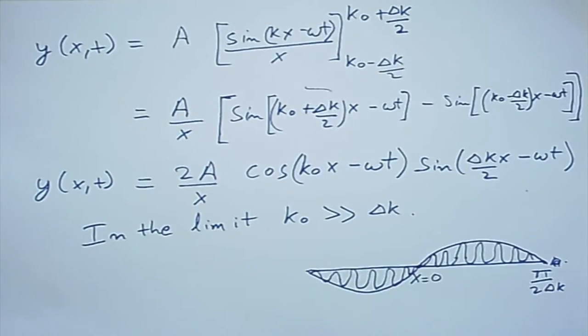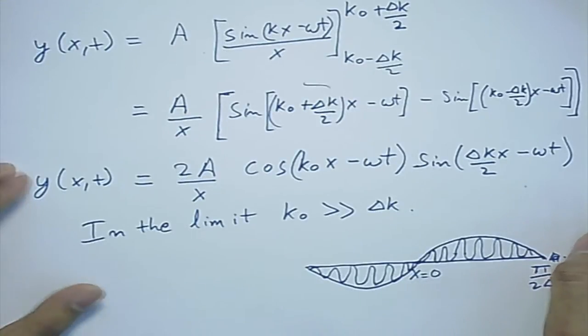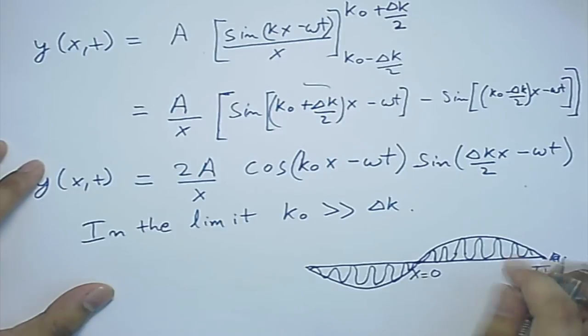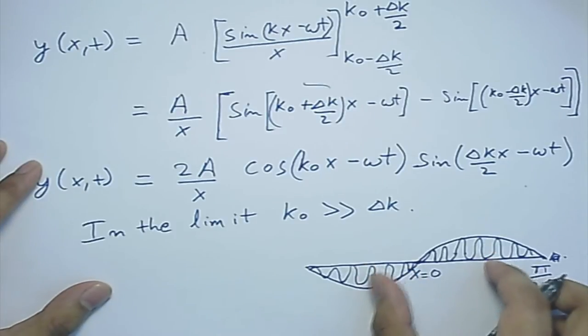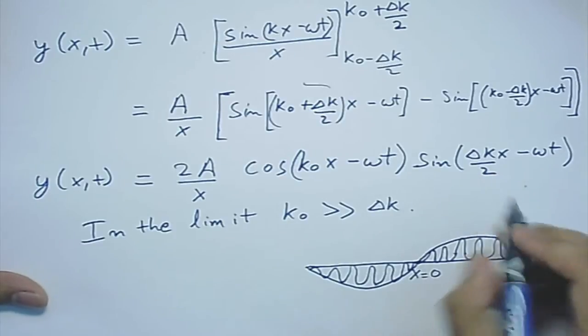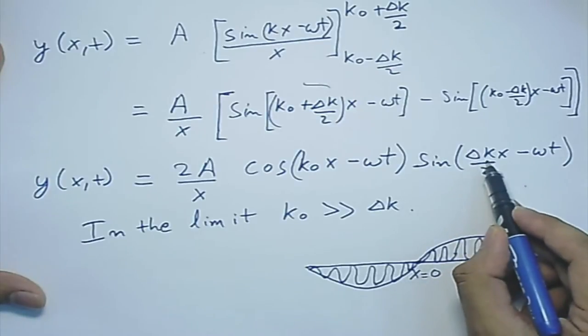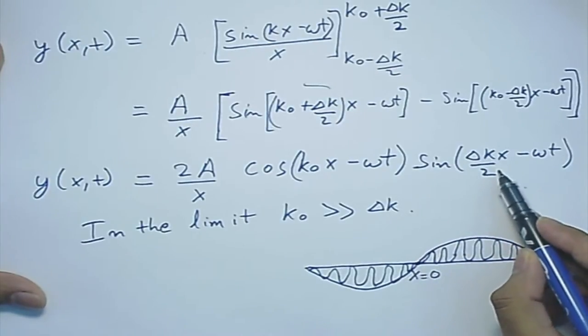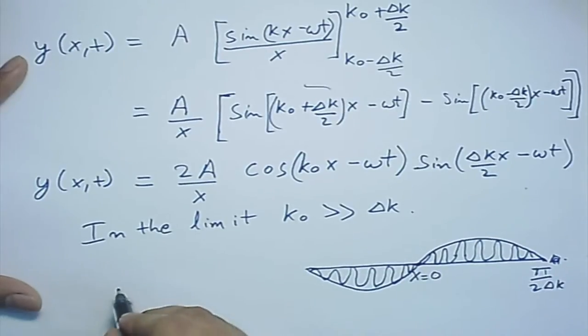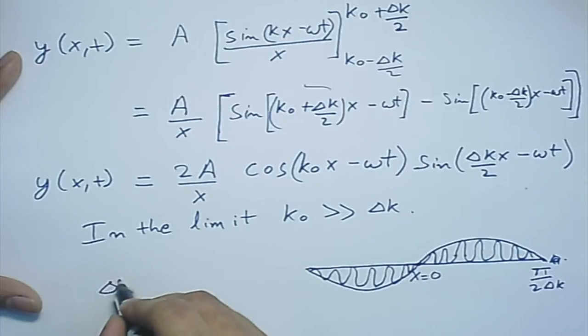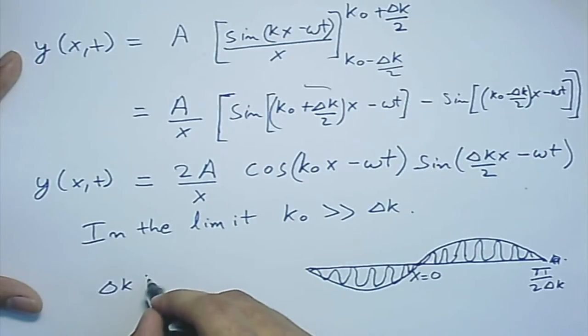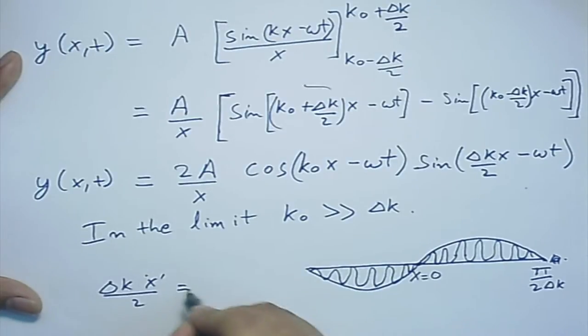All right, so the problem also asks us to verify the uncertainty in the position given by the envelope's wavelength. So firstly, we notice that the envelope's wavelength would be given when this factor, sine of delta k x over 2, would change by 2 pi. So that would make delta k into the wavelength, let's say x prime over 2, equal to 2 pi. The wavelength would then be x prime equal to 4 pi over delta k.